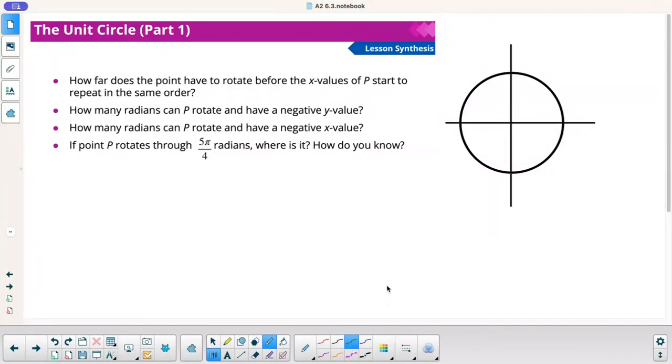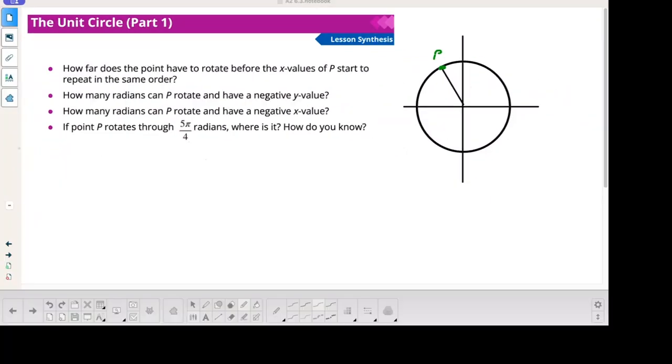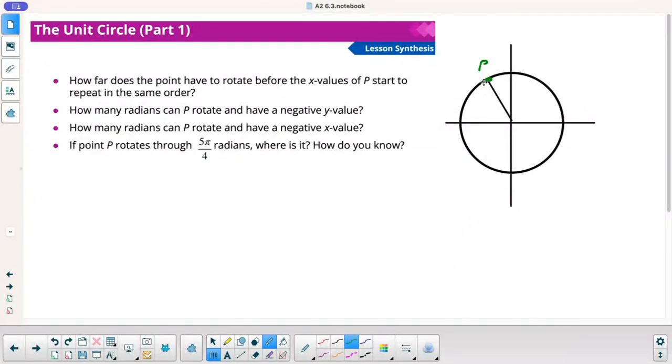So I guess the question would depend on where P is. So if I drew it right here, P, right there. How far does the point have to rotate before the x values of P start to repeat in the same order? To get back to this exact same spot, I would have to go all the way around.